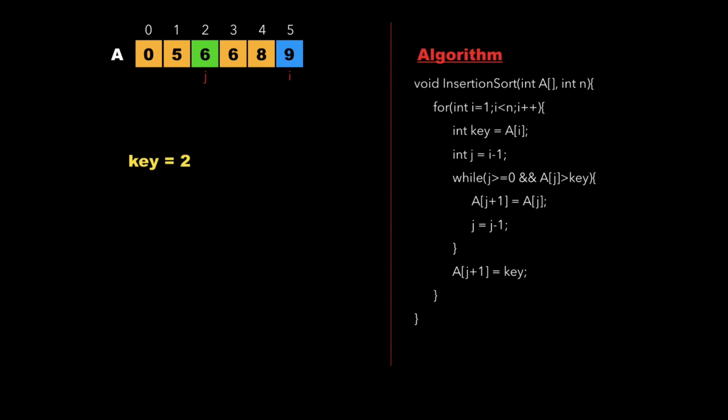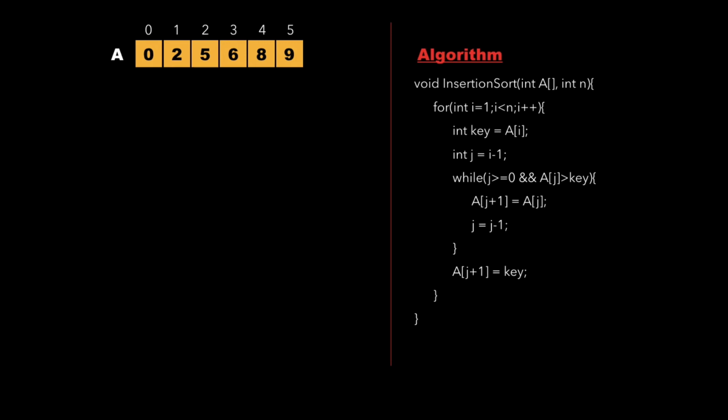We keep on decrementing until we reach a condition where j is greater than 0 but the value of a of j is not greater than key, that is 0 is not greater than 2. Therefore, we update the value of a of j plus 1, that is a of 1, as 2. So now 2 is inserted at the correct position. Now we exit the while loop and then we also exit the for loop. So finally we are left with a resultant array whose contents are 0, 2, 5, 6, 8, 9.